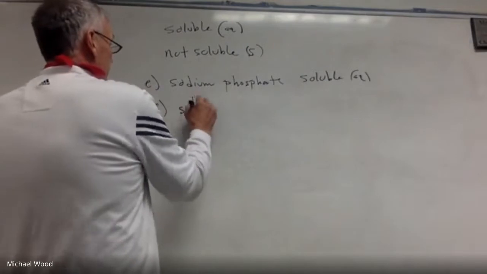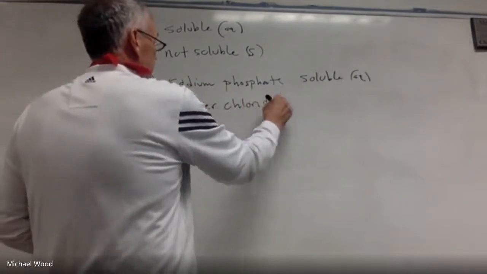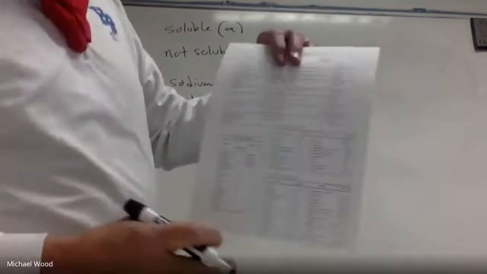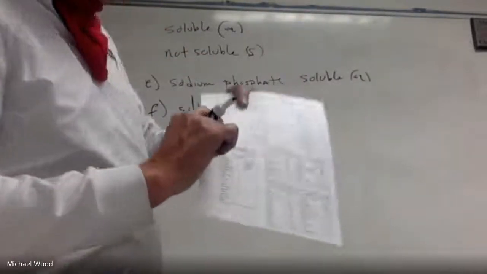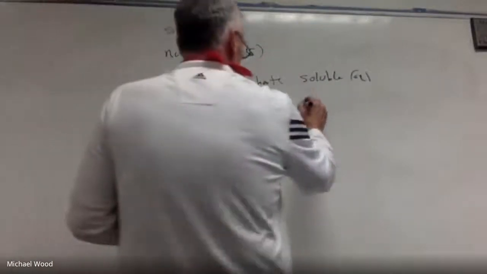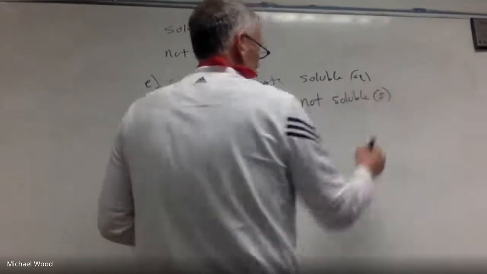Okay, the next one is silver 1 chloride. The way I taught you to name this, we would have just called it silver chloride. So again, I start off with the second ion. So I look up chloride, which is right here. Then I go back to silver, and there's silver in the first one. This is not soluble, so this one would not dissolve. This one would be a solid, like sand.